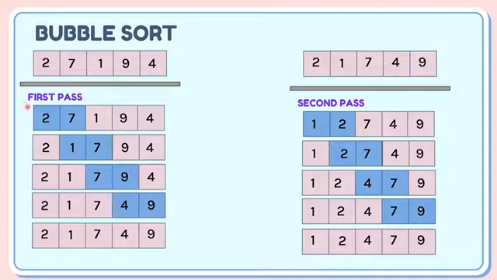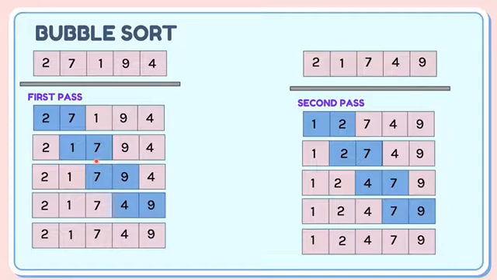I want to sort it into an ascending order. So first, I will have to compare 2 and 7 here. As you can see, 2 and 7 are in the right places here, so we don't have to swap them. And then we'll compare the next two elements, which are 7 and 1. 7 is greater than 1, so we have to swap places. So we'll get 2, 1, 7, 9, and 4.